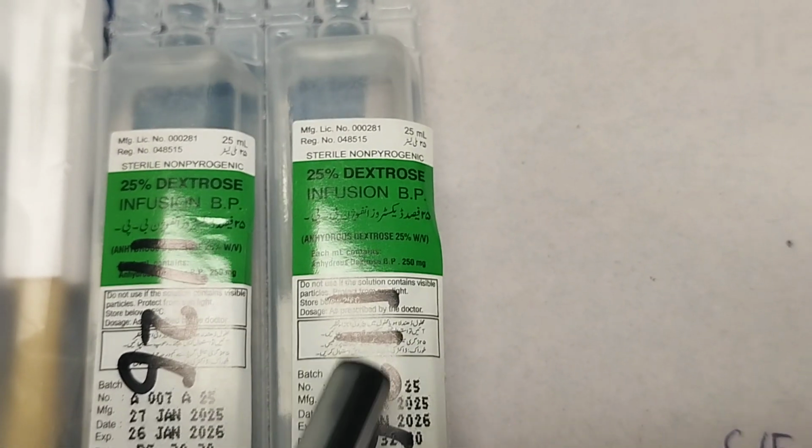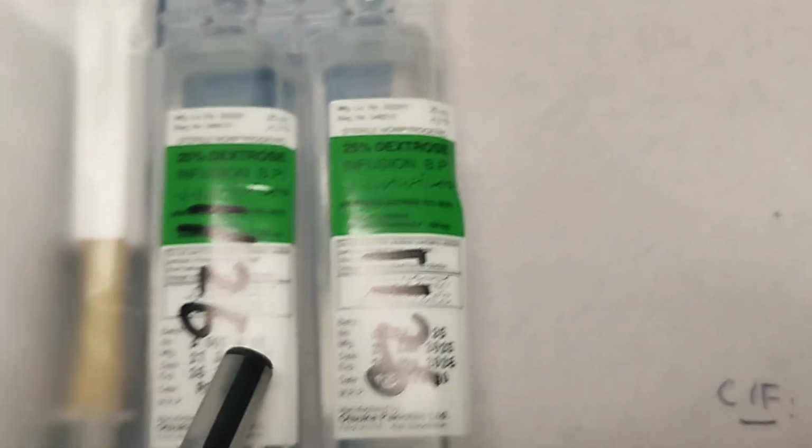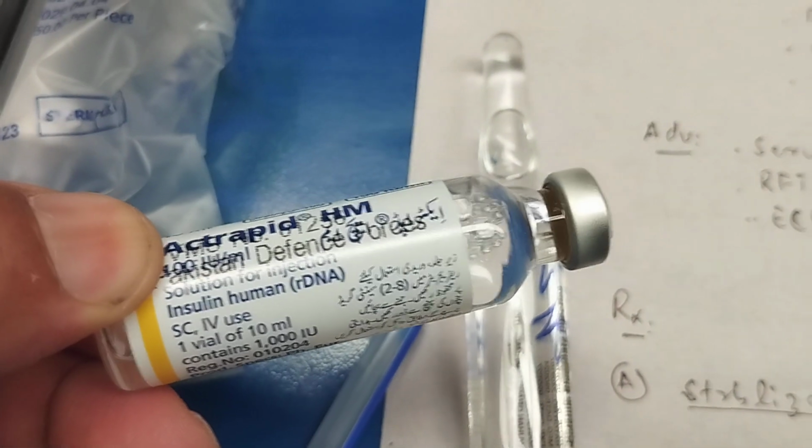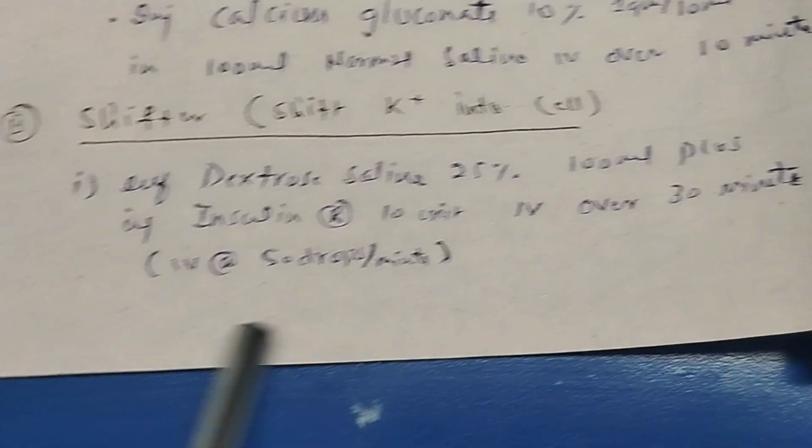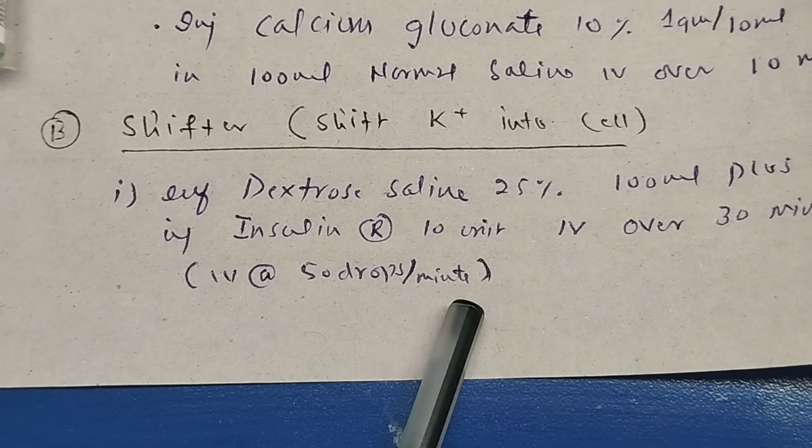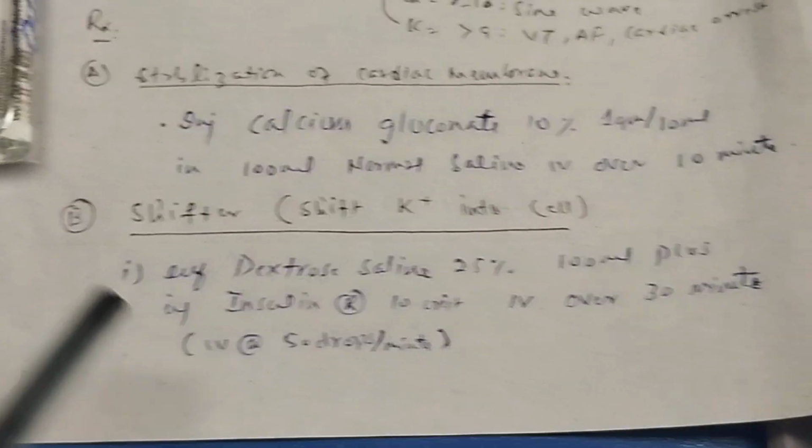We will take 100 ml of 25% dextrose and put it in the 100 ml burette, and then we will also add 10 units of regular insulin to this. Then we will give it IV over 30 minutes, or we can say IV at the rate of 50 drops per minute. Then we will repeat the ABGs or serum electrolytes to look at the potassium, and then we can repeat this D-potash.